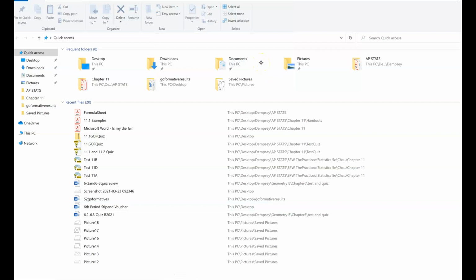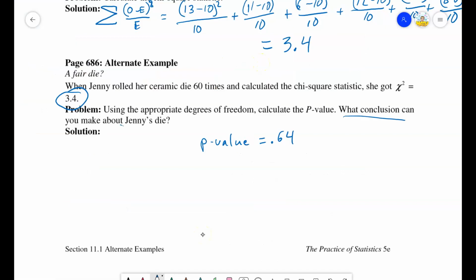Okay, and what conclusion can we make about her die? With the p-value 0.64, it seems like a chi-squared statistic of 3.4 is not unusual to occur for a fair die. So if we were to make a formal test here, our null hypothesis would be that the die is fair. There's nothing abnormal about it. Our alternate would be that the die is not fair. It rolls differently than a fair die. But since the p-value is 0.64, way bigger than any alpha value, we don't have any significant evidence that her die is not fair.